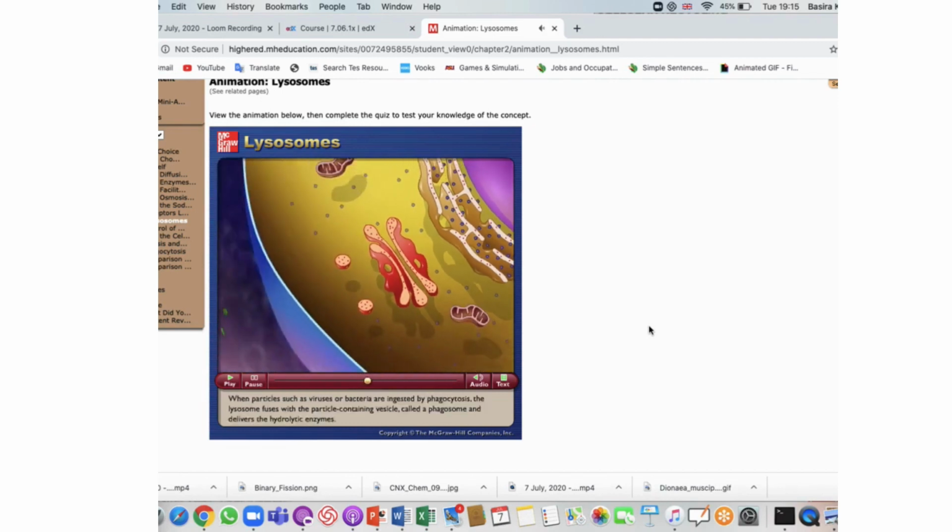When particles such as viruses or bacteria are ingested by phagocytosis, the lysosome fuses with the particle-containing vesicle, called a phagosome, and delivers the hydrolytic enzymes. Lysosomes also fuse with organelles such as old mitochondria. This results in the destruction and recycling of these structures.